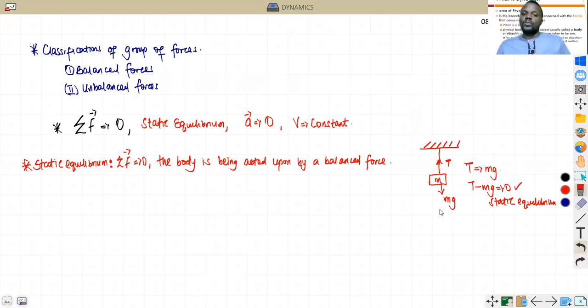Do you understand this now? Because tension is balancing weight. These are the two forces. So when the summation of all forces acting on the body is 0, that means the body is being acted upon by a balanced force, and this is what we call static equilibrium.